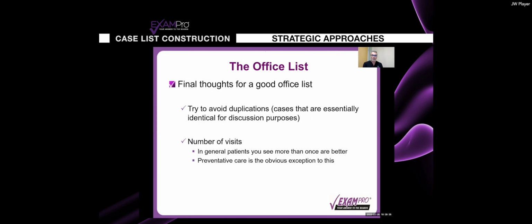So a few final thoughts for a good office list. The first one is really important, and this is try to avoid duplications. Duplications are cases that are essentially identical for discussion purposes. I think I hit on this at the very beginning of this session, but I'm going to make the example one more time so that it's clear.